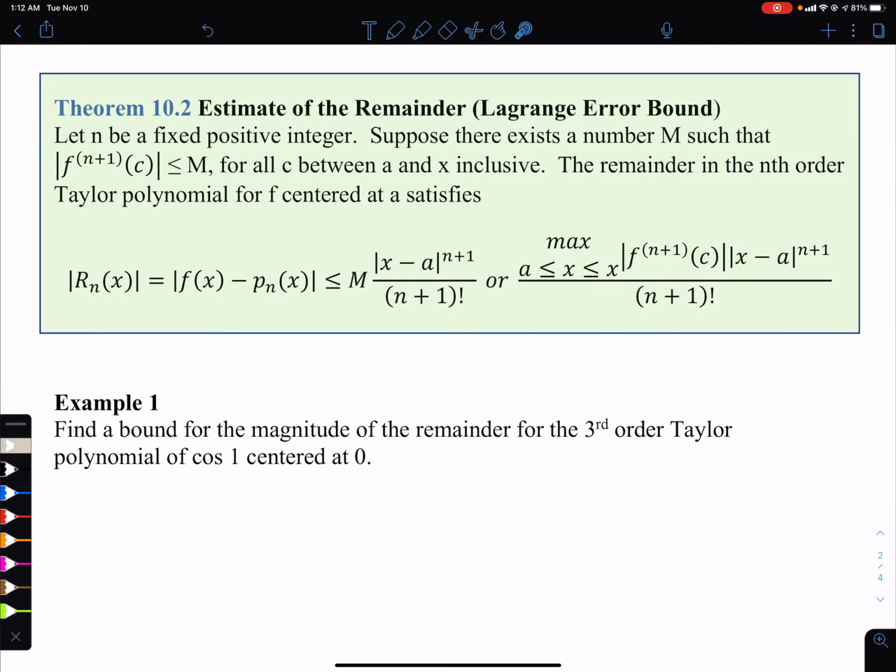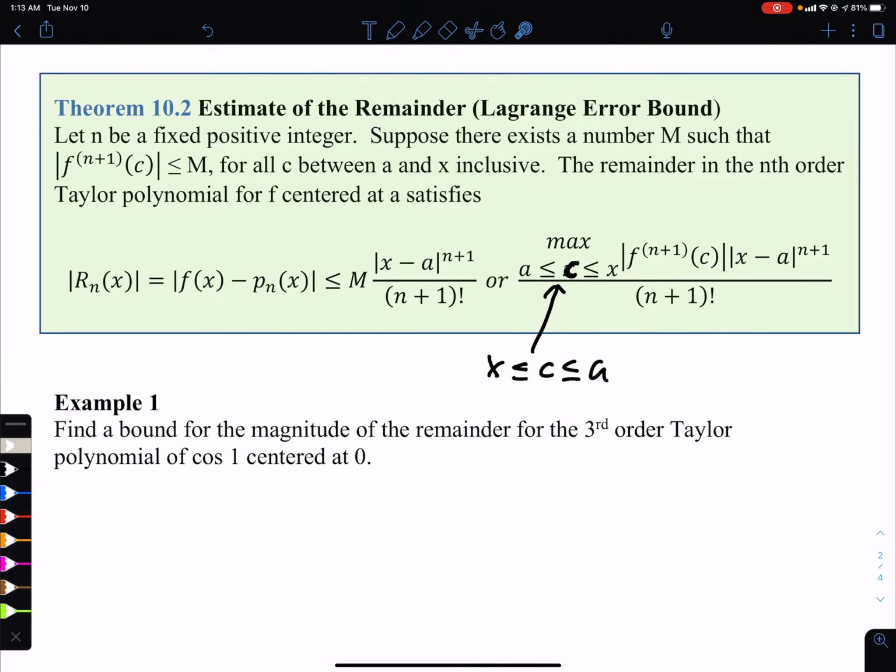So let me fix it here. Bam. Fixed like new. And like I said, this could be this instead, because you don't know what a and x are. X could be smaller than a, therefore you might have to have this. We'll do a few examples of this. It seems kind of confusing, but let's simplify this in our mind.